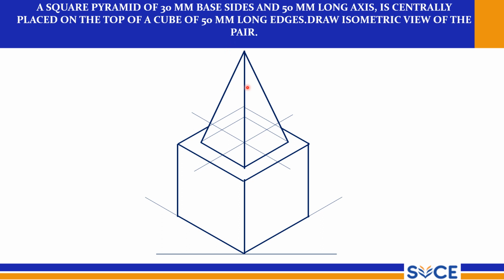So this pyramid is centrally placed, and from this center point, you can measure the height, and you can mark the remaining corners. It is a square cube and square pyramid, and this is a cube. So this is how you can draw the combination of solids also.